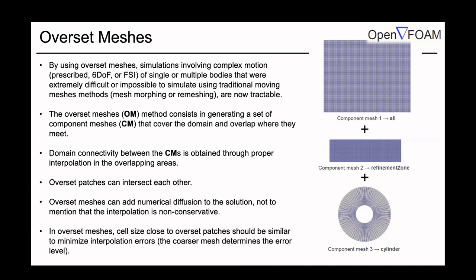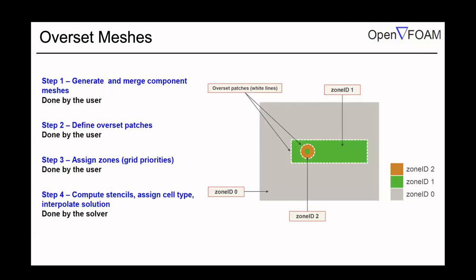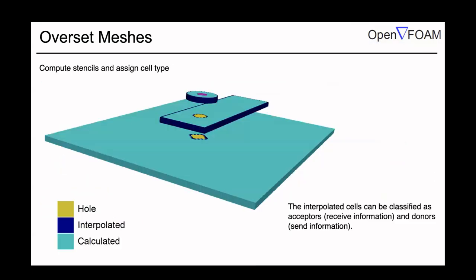Yeah, I told that in the overset meshes, cell size close to overset patches should be similar to minimize the interpolation error. All right, so I'm just keeping this. The important part here is that when you assemble or merge all these different component meshes, you get three different types of cells or volume of cells.